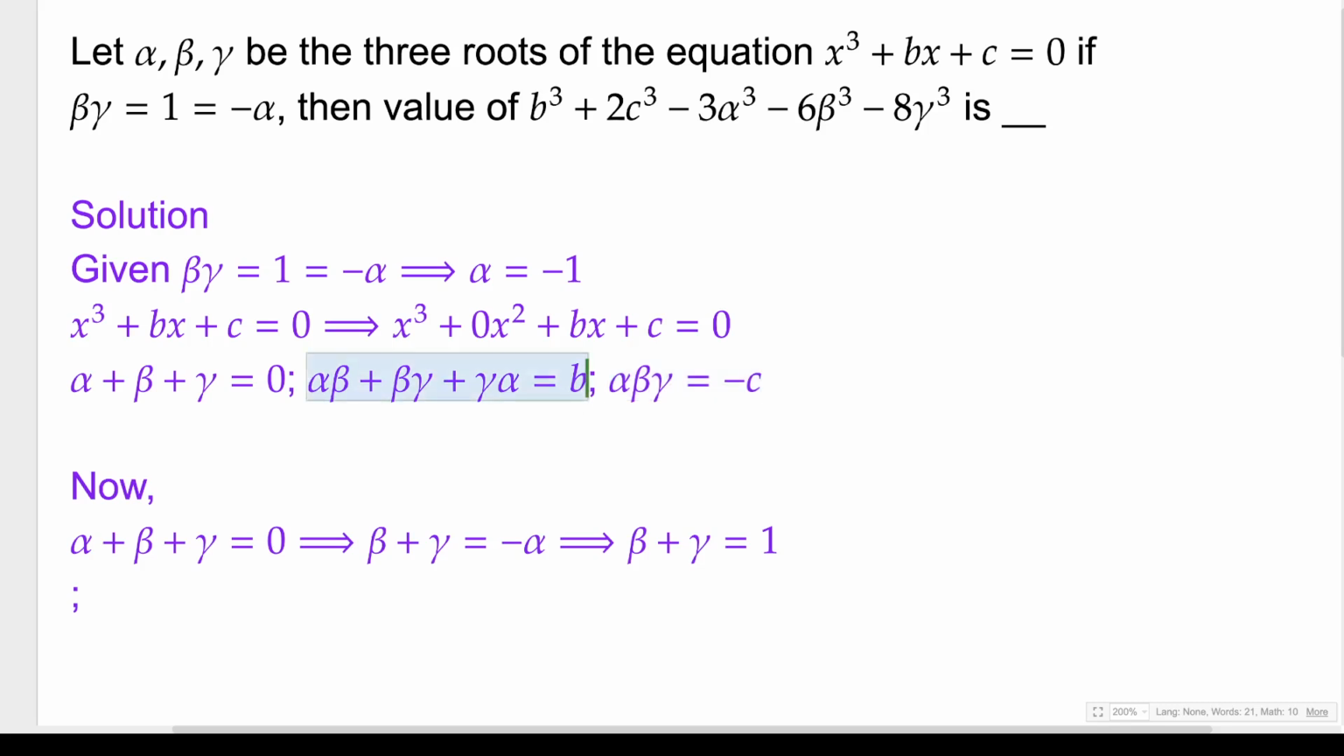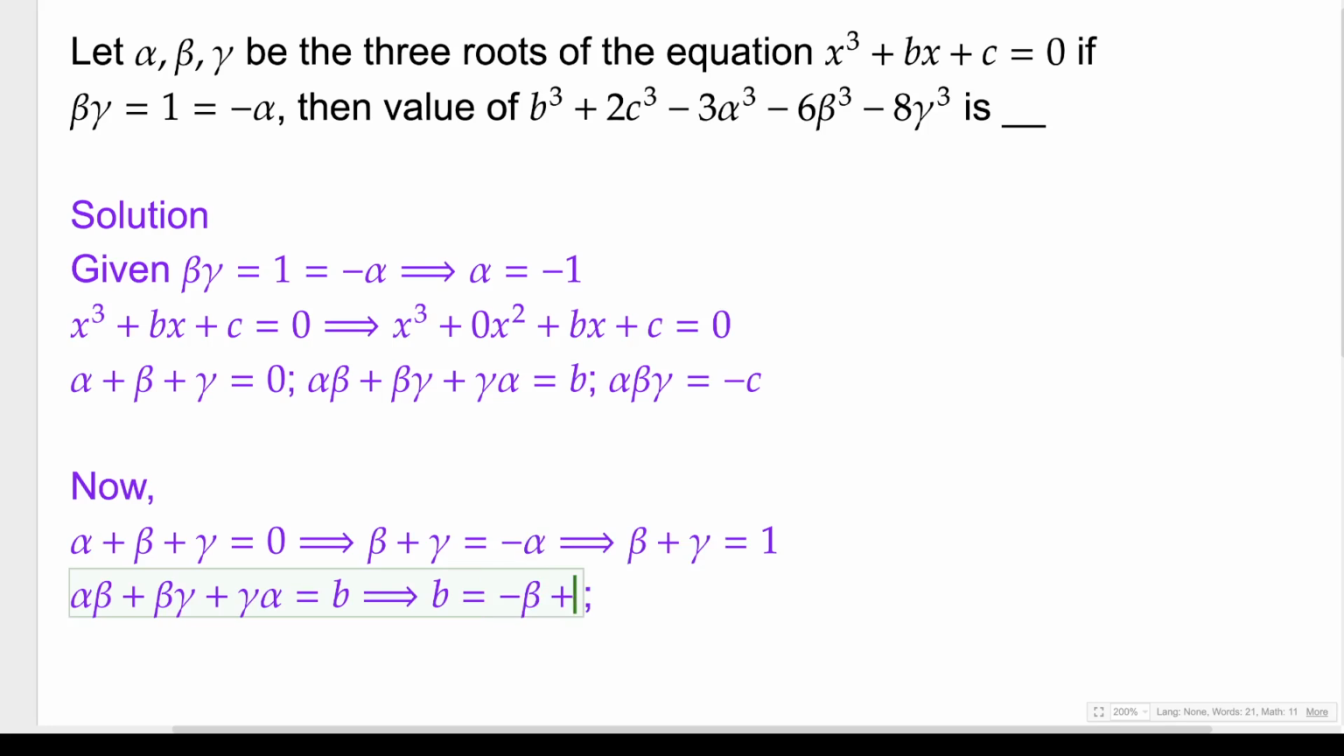So before this one, let me deal with this part, that is alpha beta plus beta gamma plus gamma alpha, that is equal to b. So b will be equal to, so the value of alpha we know is negative 1, right? So we have to make appropriate substitutions over here. So alpha is negative 1, so this is negative beta, plus beta gamma, that is given as 1. This beta times gamma which you are observing is already given as 1, so I have written 1 over here.